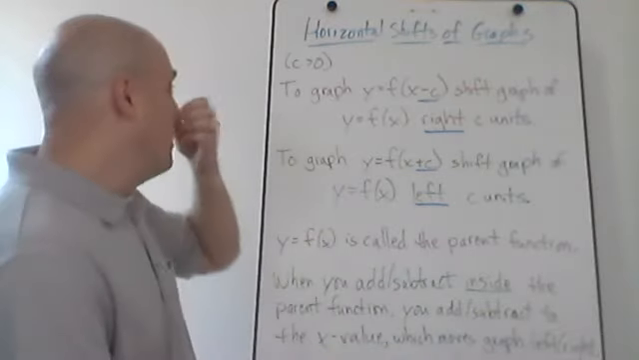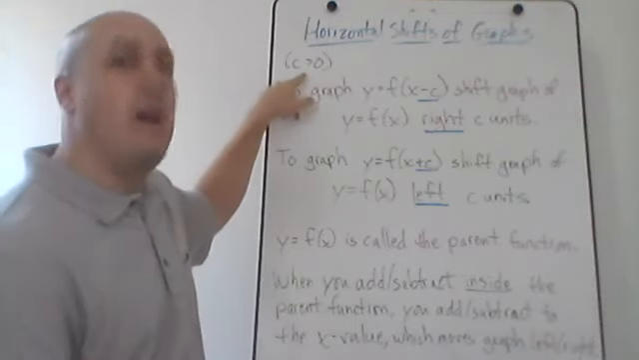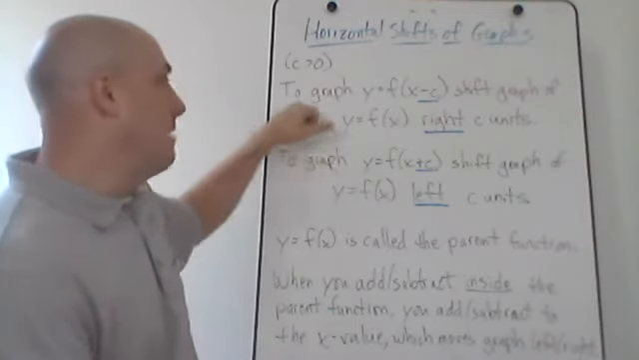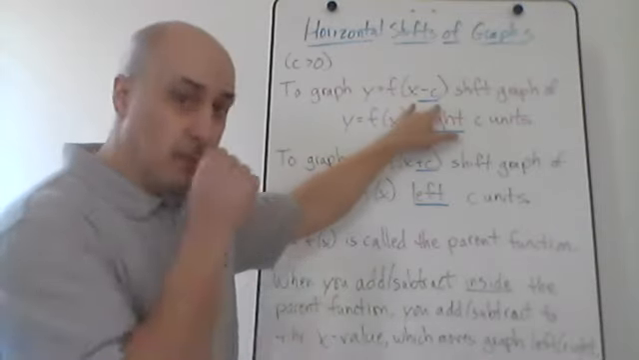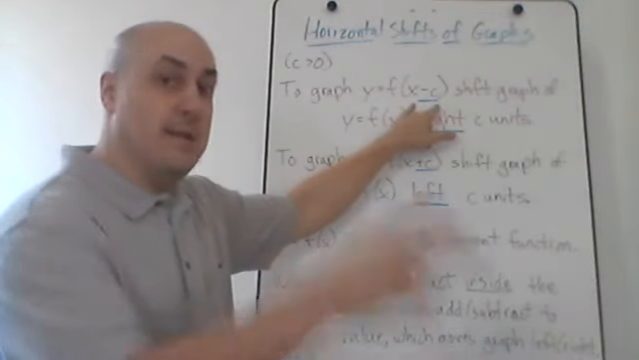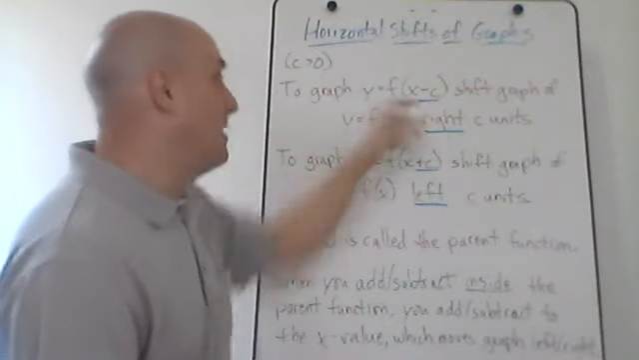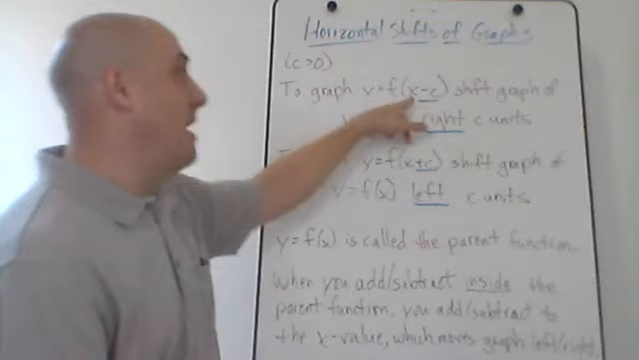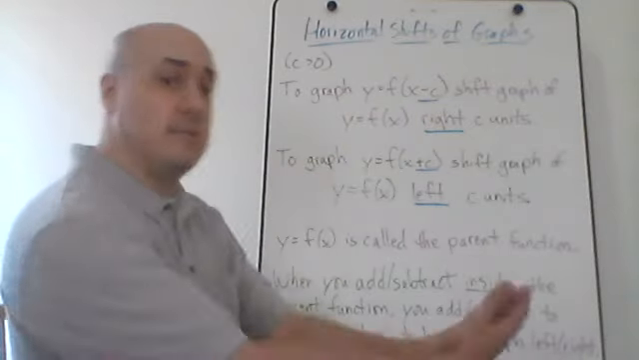So for this rule, c is greater than 0. So c represents some positive number. To graph the function y equals f of (x minus c) — notice it's not just f of x minus c, it's f of parentheses x minus c — if I subtract that number from the x value, it's going to shift the graph of y equals f of x to the right c units.